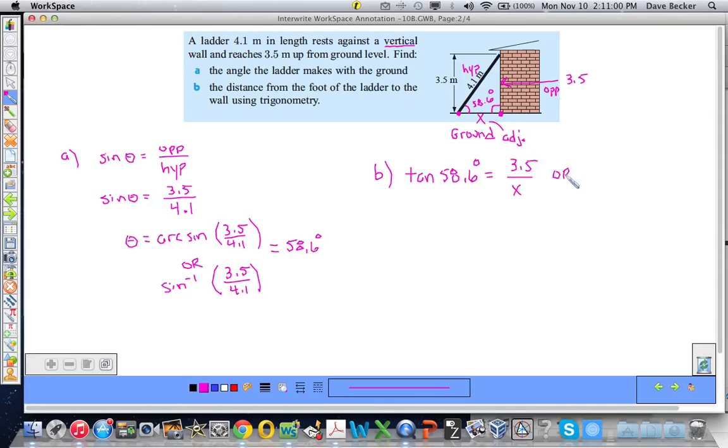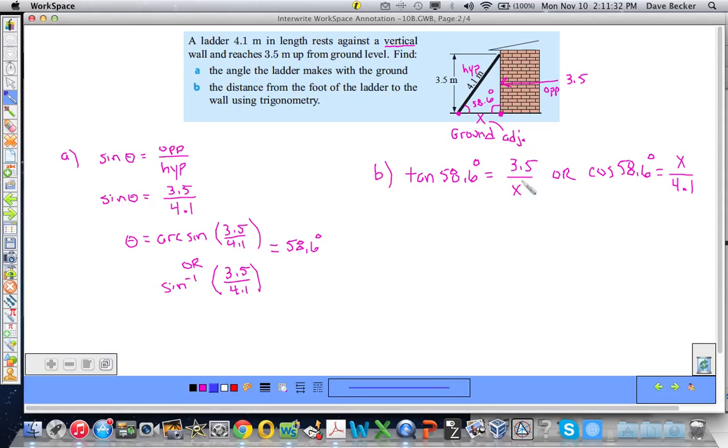Or, if I didn't want to use those two, I could use adjacent and hypotenuse, which is cosine. And I could say the cosine of 58.6 degrees is equal to adjacent, x, what I'm looking for, over 4.1. Now, this equation here is probably the easiest to solve. We would multiply both sides by 4.1, and we would solve for x. But this is the first one I chose, so I'm going to use it.